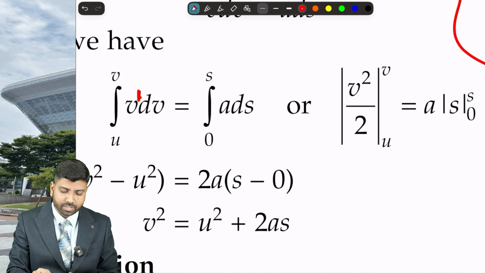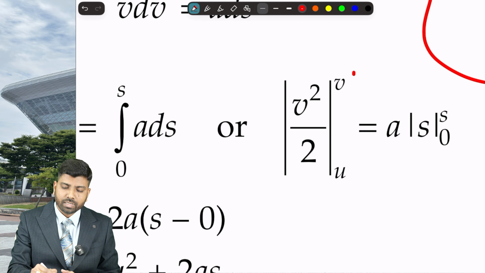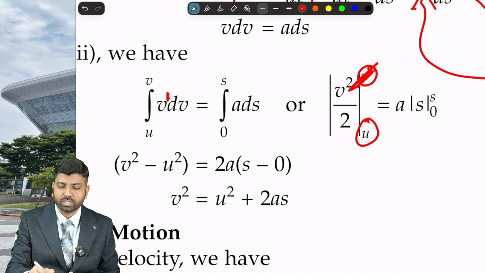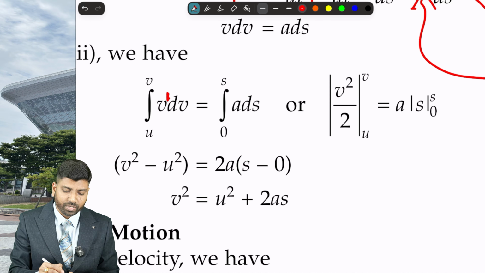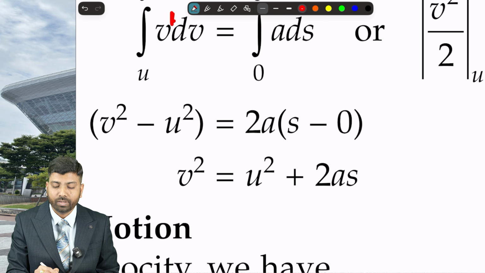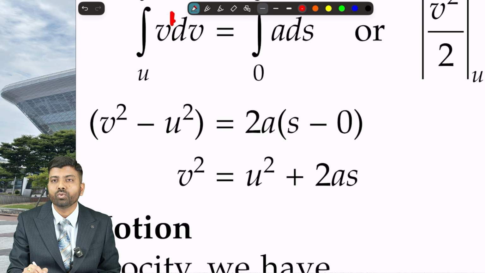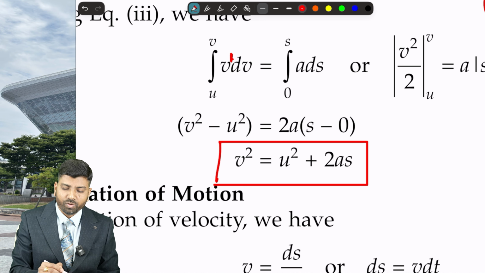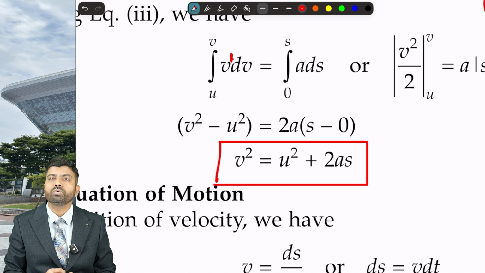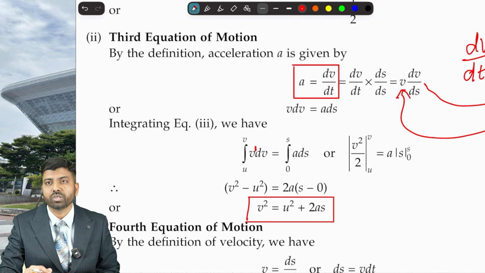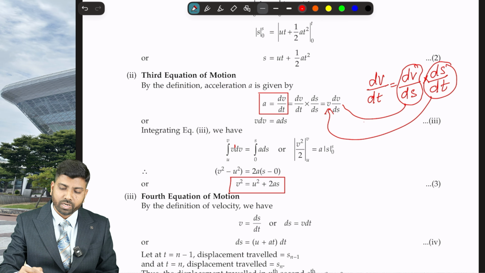Next, since the range is from u to v, can I write v square minus u square? Yes, because the range is starting from u to v. So v square minus u square is equal to 2 times a into s minus 0. Then after final calculation, we find v square equals u square plus 2as. So this is Newton's third equation of motion, and I hope you got a clear idea.